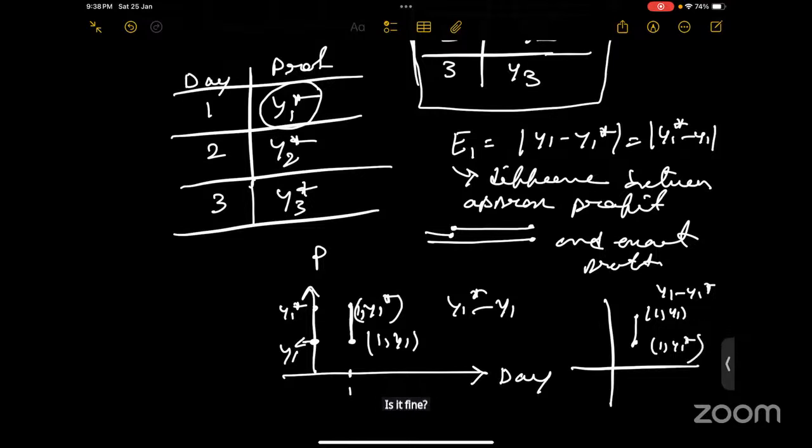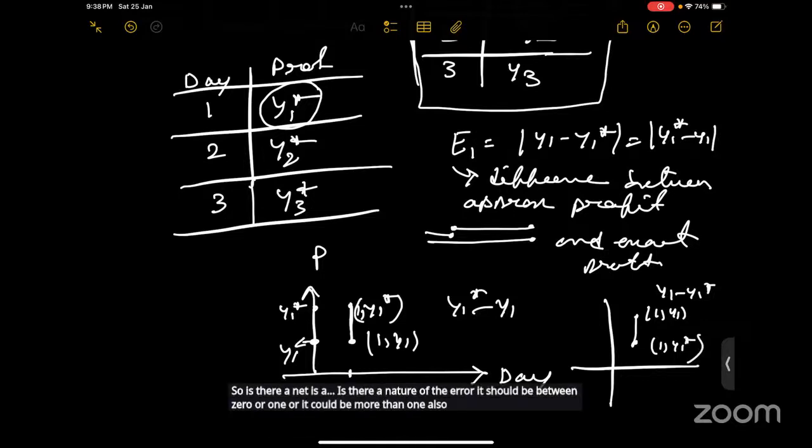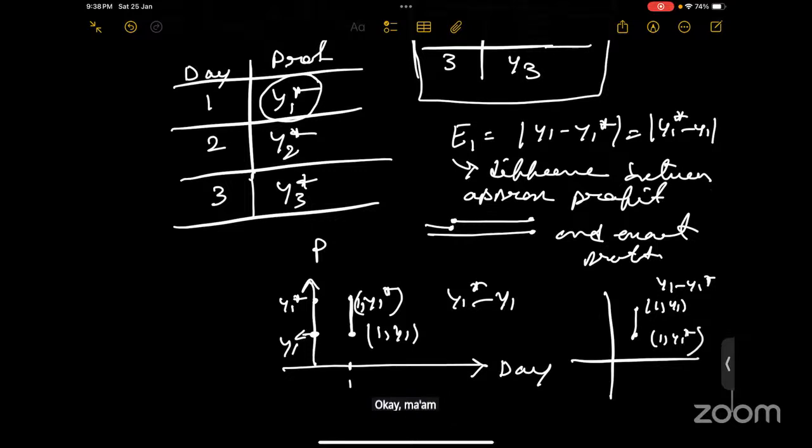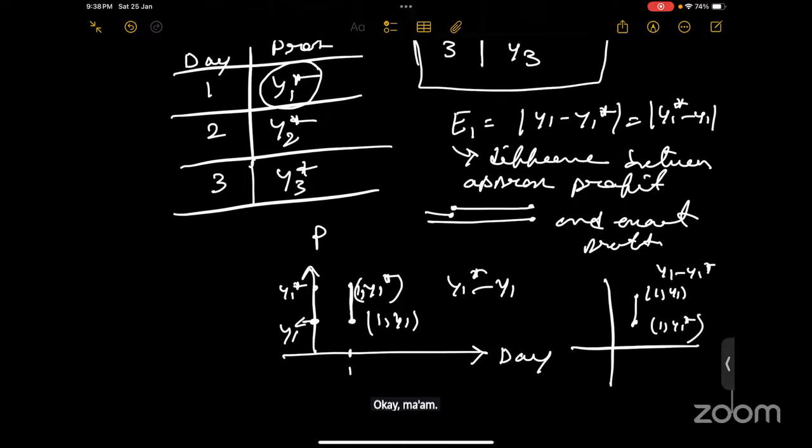Is there a nature of the error? Should it be between 0 and 1, or could it be more than 1 also? Yes, it can be more than 1 also. There is no boundary on this, because we take the error as positive, so it can be any positive number. Okay, ma'am.